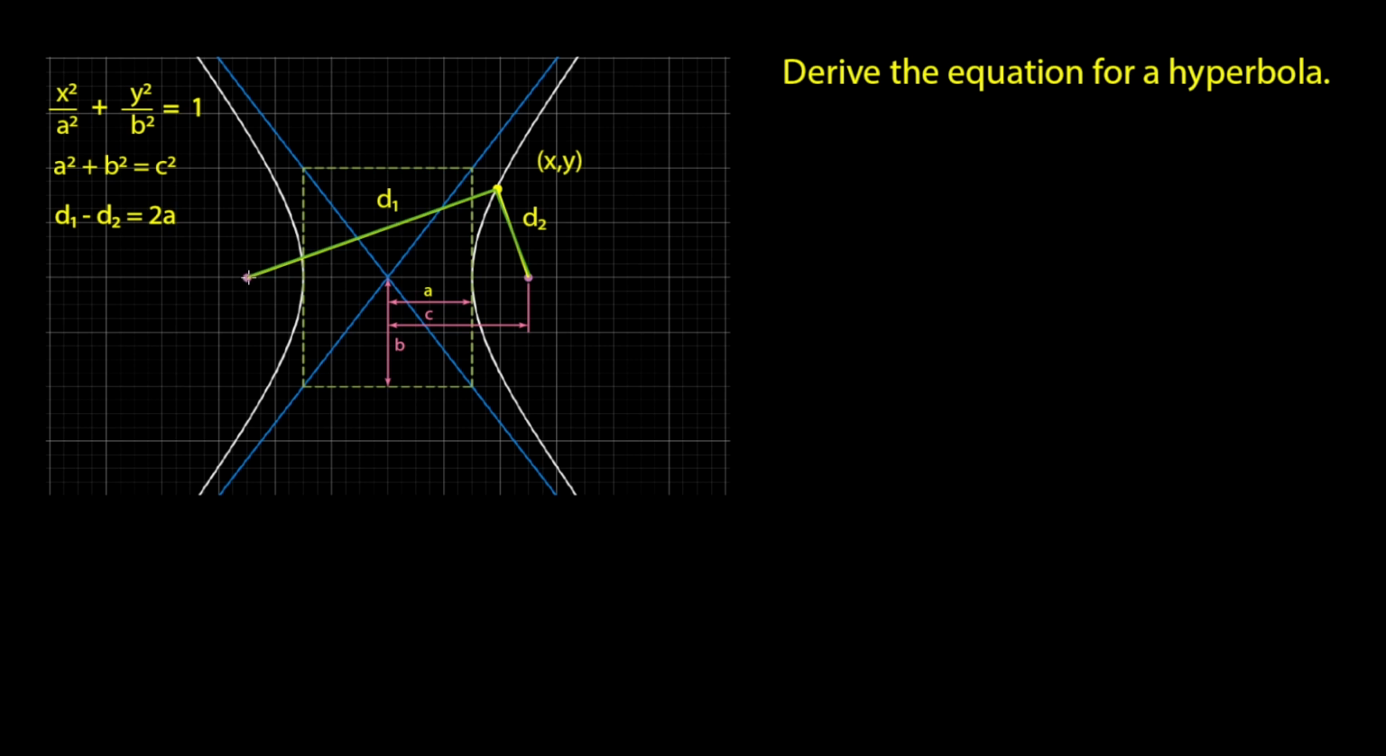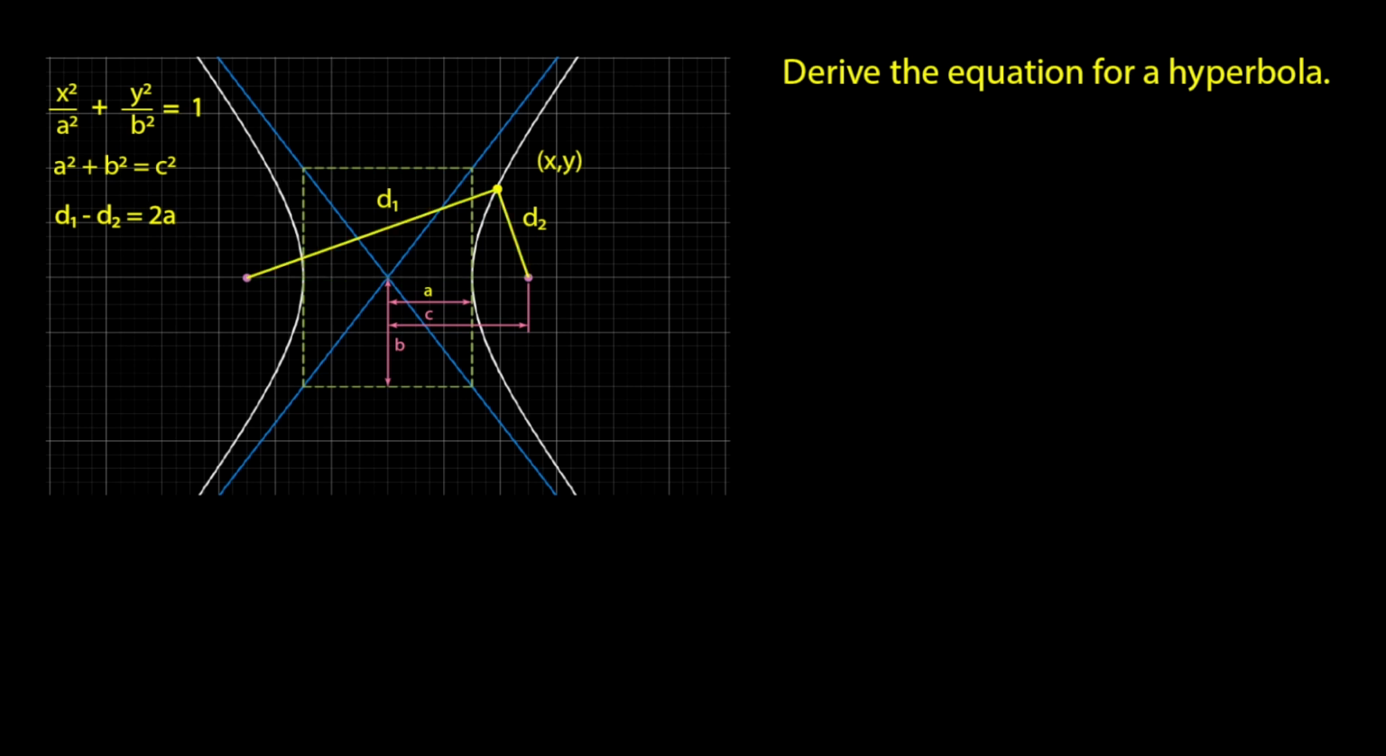Well, it's the distance from one focus to a point minus the distance from the other focus to a point. So let's say we go here to the center. That's C, that's A again, which is 2A plus C. This distance right here is C. So C plus A minus C leaves us with 2A right there. All right, now let's get to the derivation.